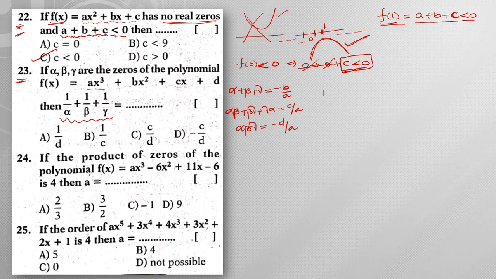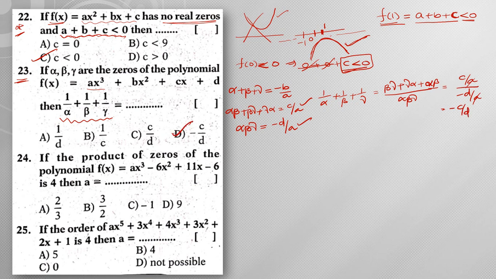Now what is he asking you to find? 1 by alpha plus 1 by beta plus 1 by gamma. On taking the LCM, alpha beta gamma is the LCM, so I am going to get beta gamma plus gamma alpha plus alpha beta. Clearly, in the numerator you have this part and in the denominator you have this part. Now simply replacing the values, c by a by minus d by a. Since the denominators are equal, we can write it as minus c by d.